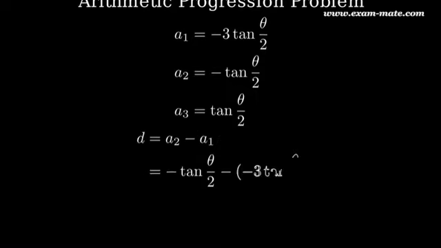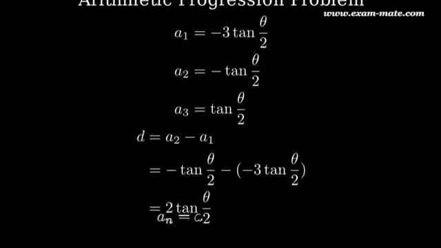We can find this by subtracting any consecutive terms. Let's use a 2 minus a 1. This gives us negative tan theta over 2 minus negative 3 tan theta over 2, which simplifies to 2 tan theta over 2. Now, we know that the 12th term equals 19 root 3 over 3.